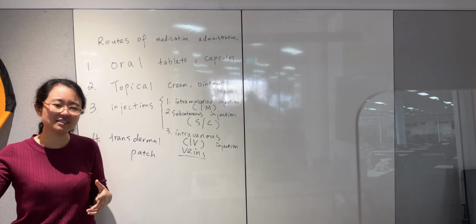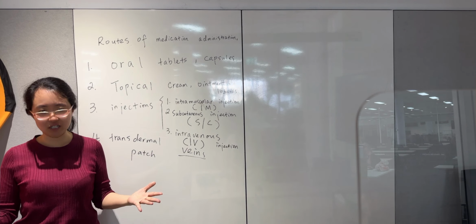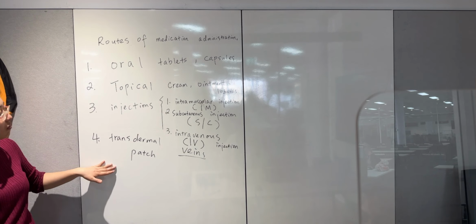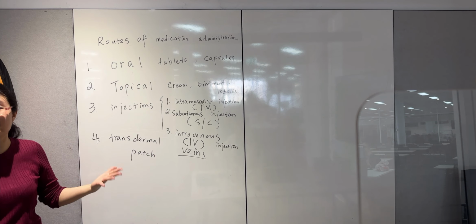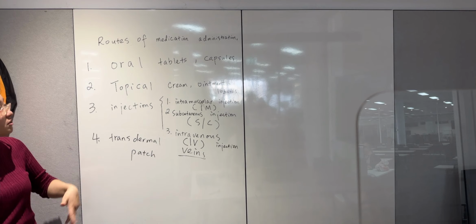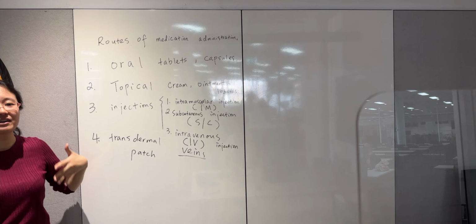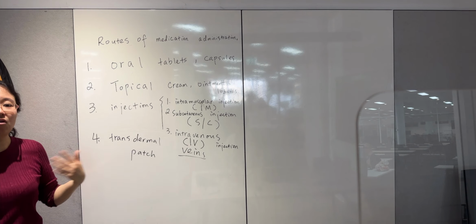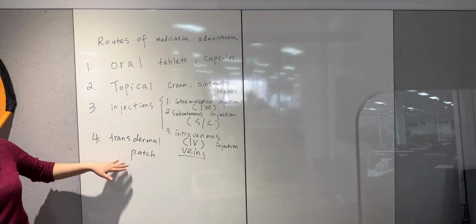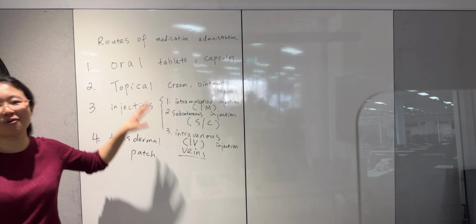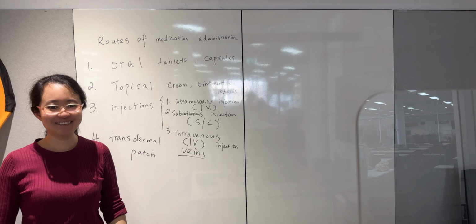Clearly understand what route you have to give this medication by. For example, if the doctor ordered the injection, but you give oral, that's a medication mistake. If the doctor ordered a cream, but you give an injection. So depending on what route the doctor wants, you have to follow that route. All clear? So that's all for today. We just discussed some common routes of giving medications. Understand? Thank you. Good.